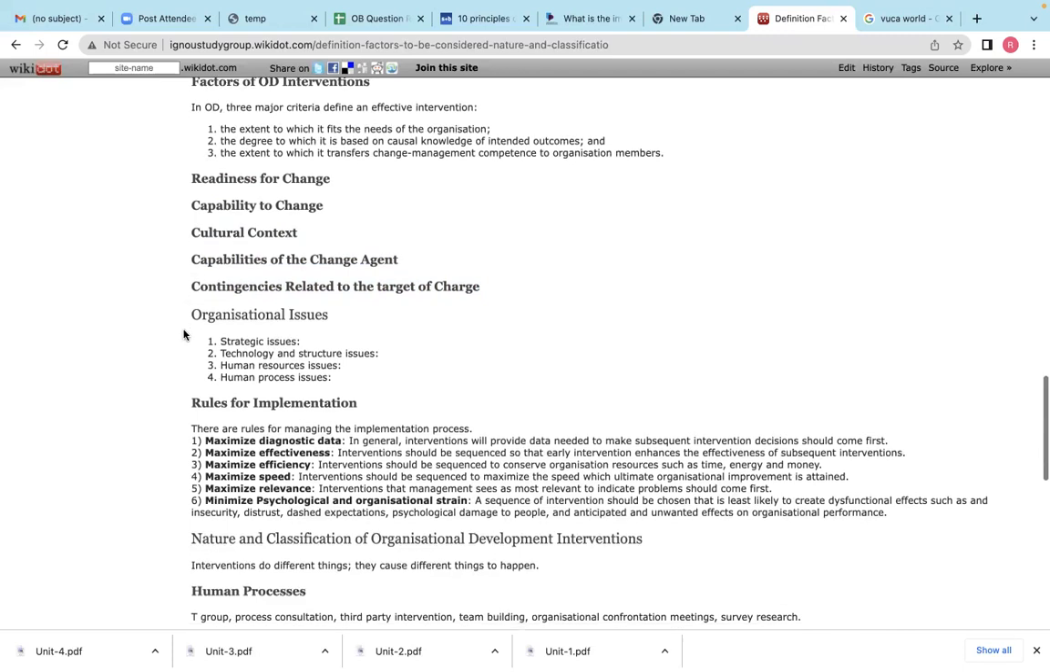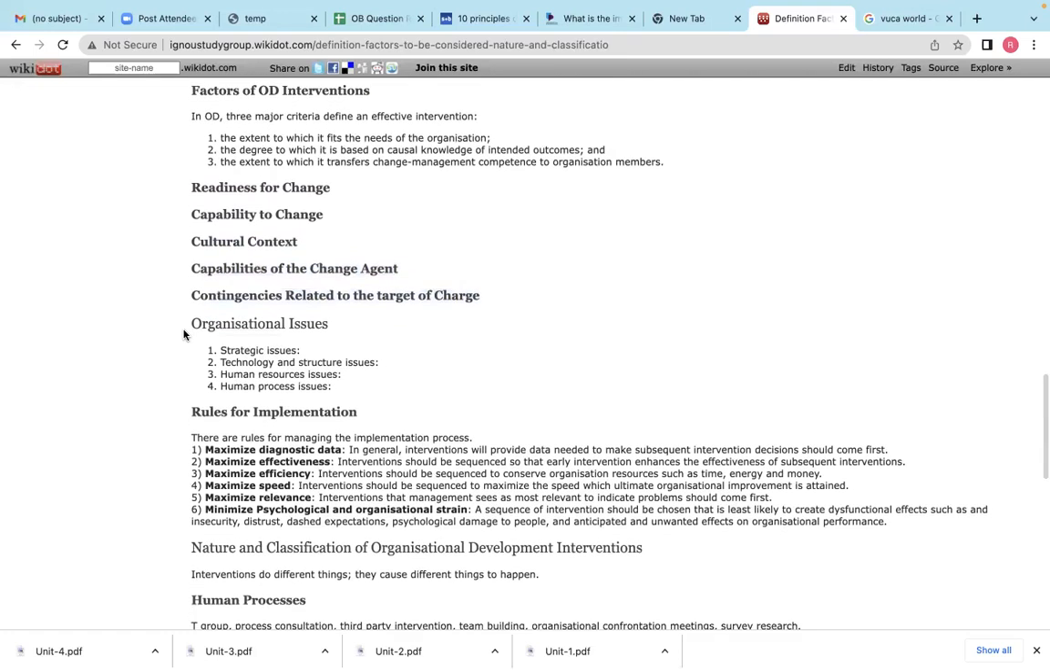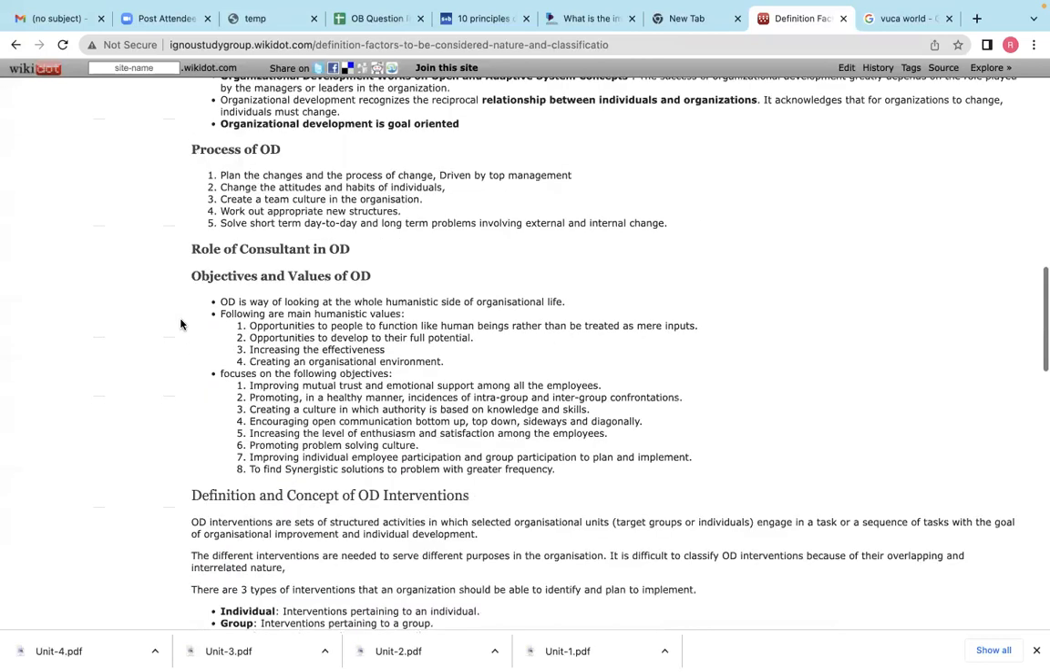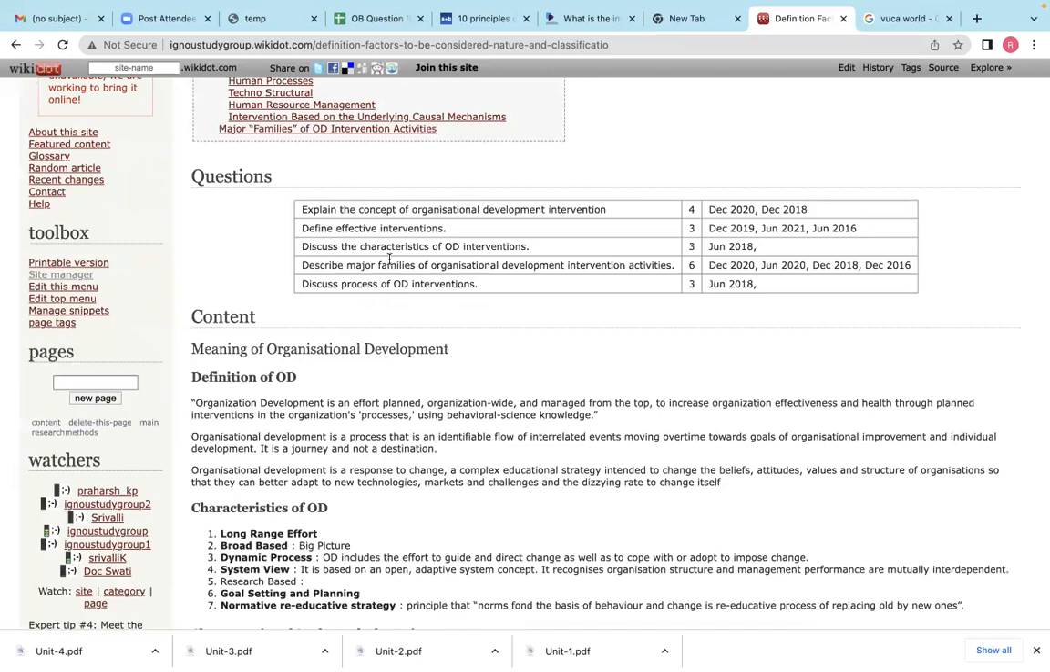Okay, so from the questions point of view, the definition of intervention is going to be an important one. And what is an effective intervention is going to be an important question for 3 marks. And characteristics of OD intervention is going to be the other question that is going to be important.